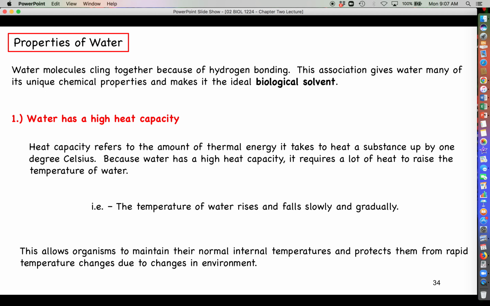So from a biology perspective, this is important because it's going to allow organisms kind of an easy way to maintain their normal internal temperatures, considering that most organisms have a majority of their molecular structure as water, so that will help to protect these organisms from rapid temperature changes due to changes in the environment.